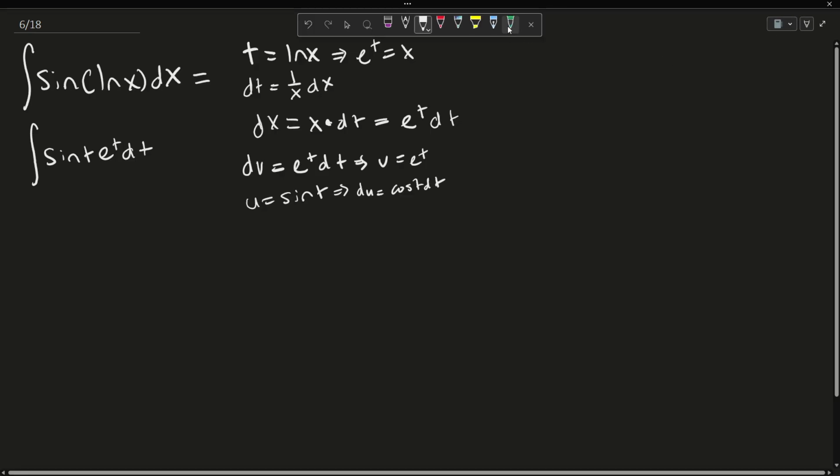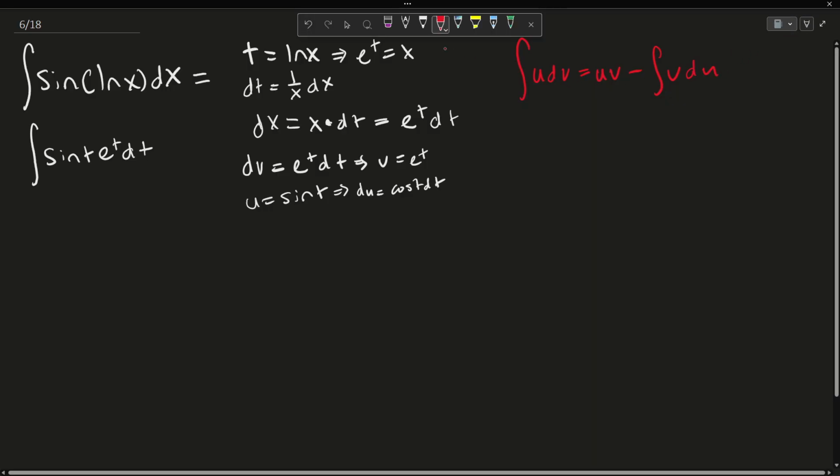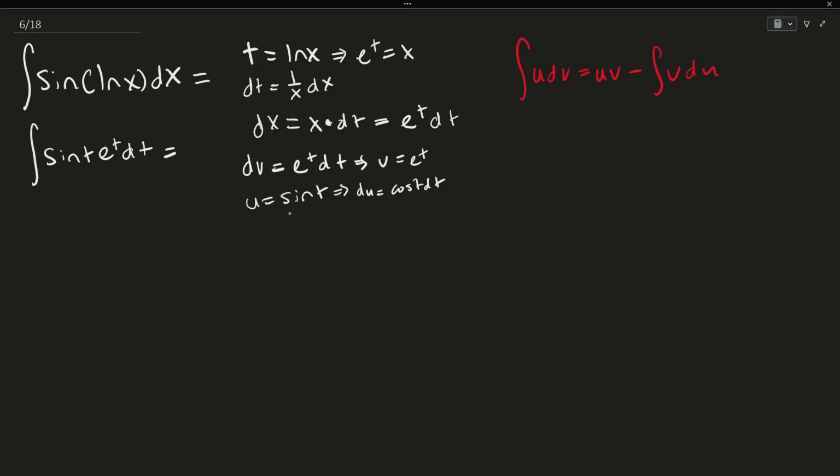So now we need to remember our integration by parts formula, which is given by the integral of u dv equals uv minus the integral of v du. Coming back here, we can apply this. So we have uv, so sine of t times e to the power of t is sine t e to the power of t, minus the integral of v, e to the power of t, times du, which is cosine t dt. So that's cosine t e to the power of t dt.